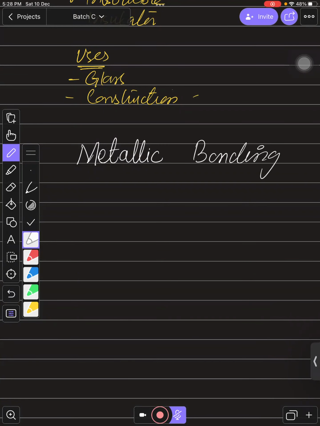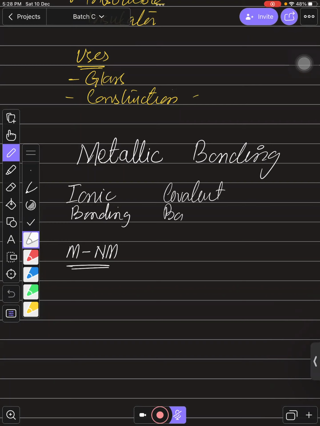Metallic bonding is something you need to keep in mind. Sometimes students get stuck when they talk about ionic bonding. The definition in their minds is that when metals lose their electrons and non-metals gain those electrons, it will be ionic bonding. That's completely fine. Then we talk about covalent bonding, where non-metals mutually share electrons with the next non-metal.